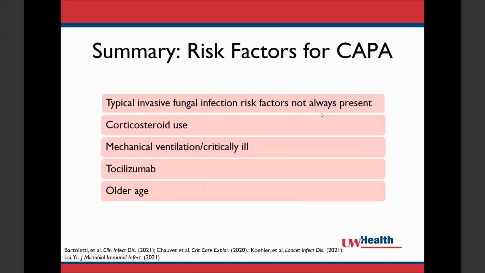So in summary, what can we take away as risk factors for CAPA? Literature suggests that the typical invasive fungal infection risk factors that we talked about, like immunosuppression and structural lung disease, are not risk factors that we've seen yet for COVID-associated pulmonary aspergillosis. But chronic corticosteroid use and mechanical ventilation, along with tocilizumab administration and older age, were risk factors for CAPA diagnosis.